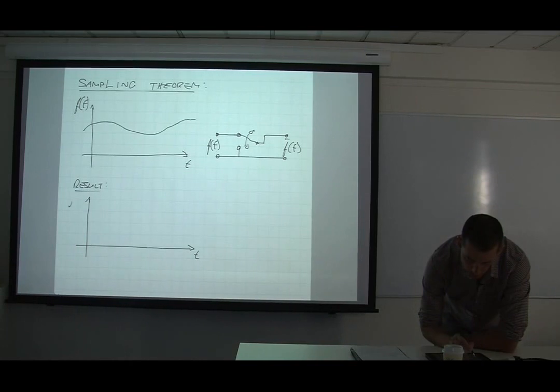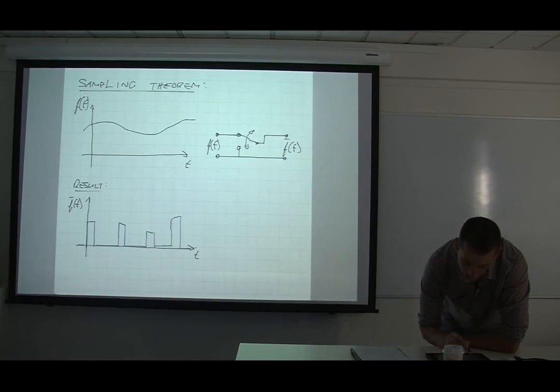So what will F bar of T look like? Well, let's assume I close the switch at time T equal to zero. Maybe we'll switch color, go blue. And I keep it closed for a certain amount of time. And then I open it again, and sometime later I close it. And then I open it again, and sometime later I close it. And so it goes.